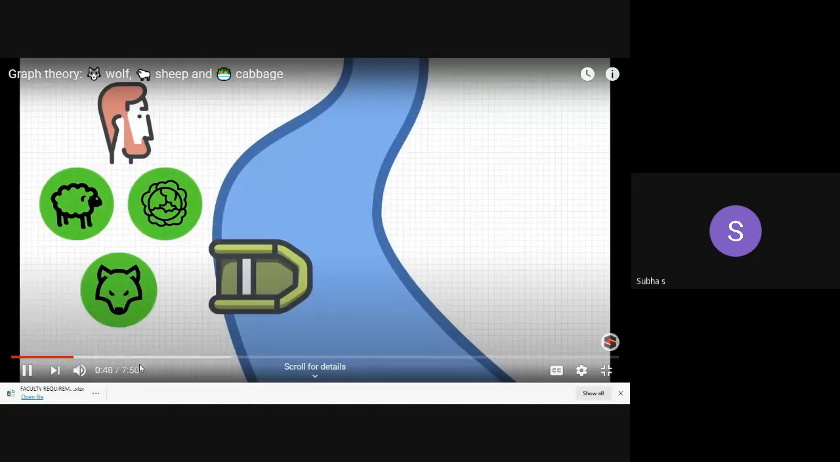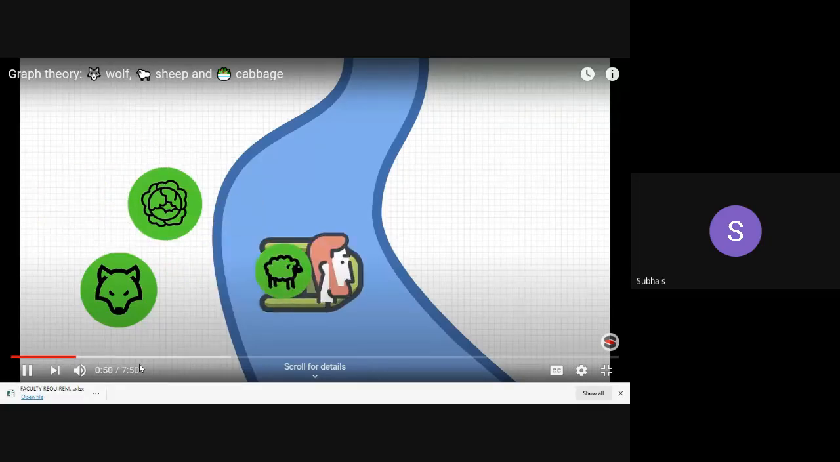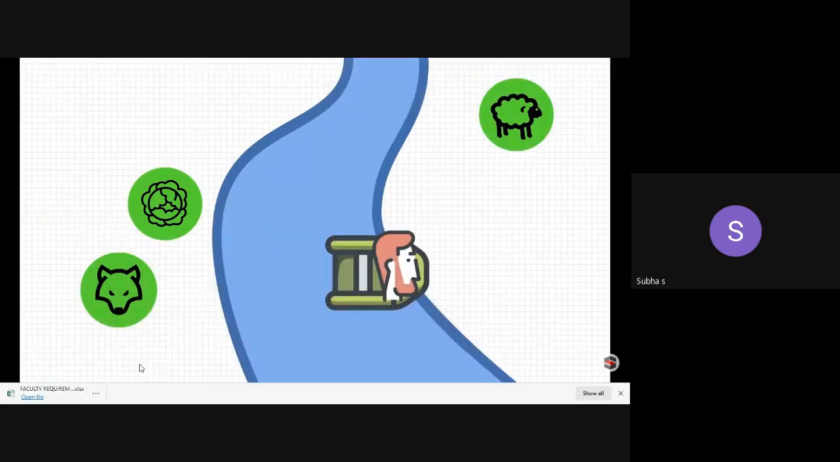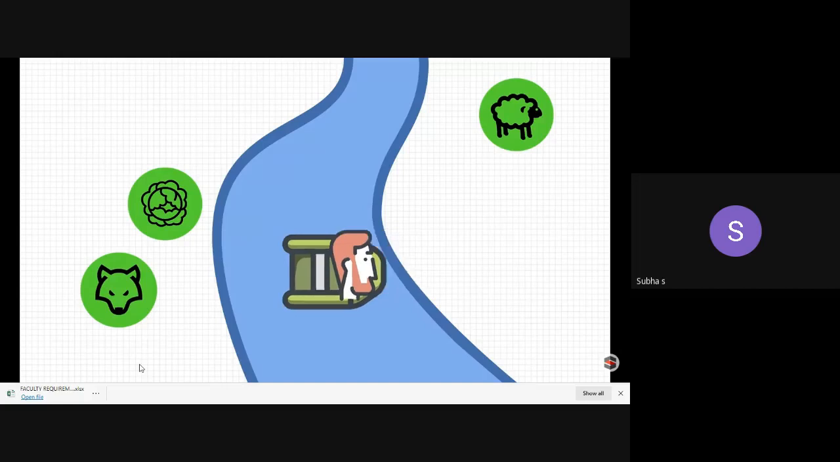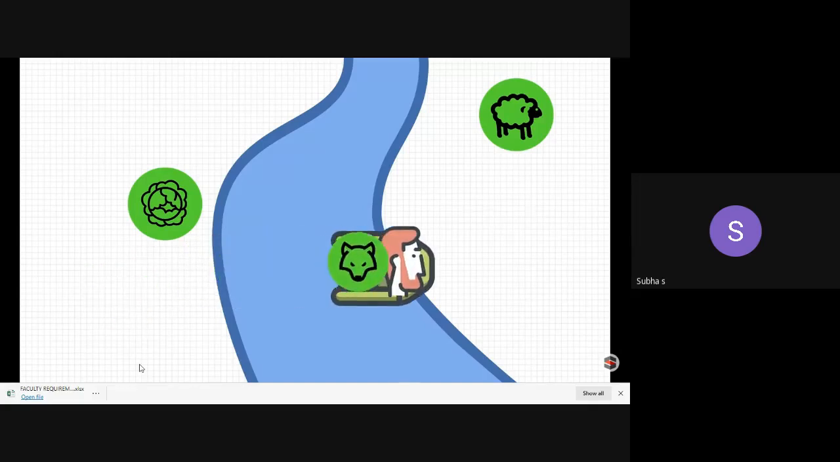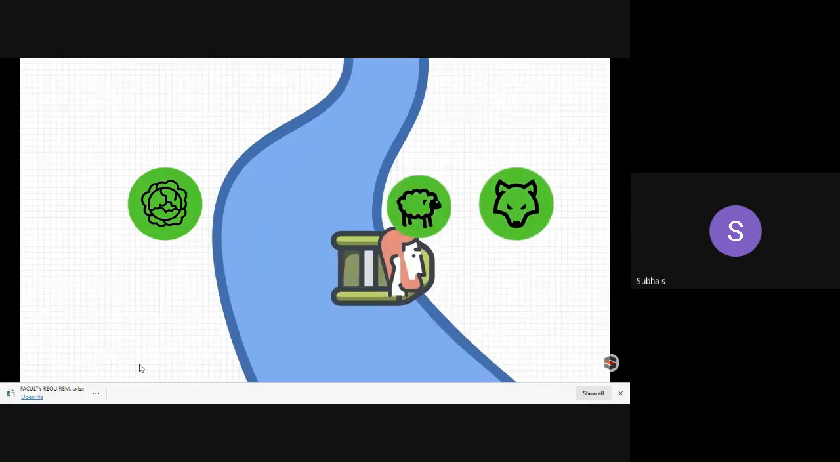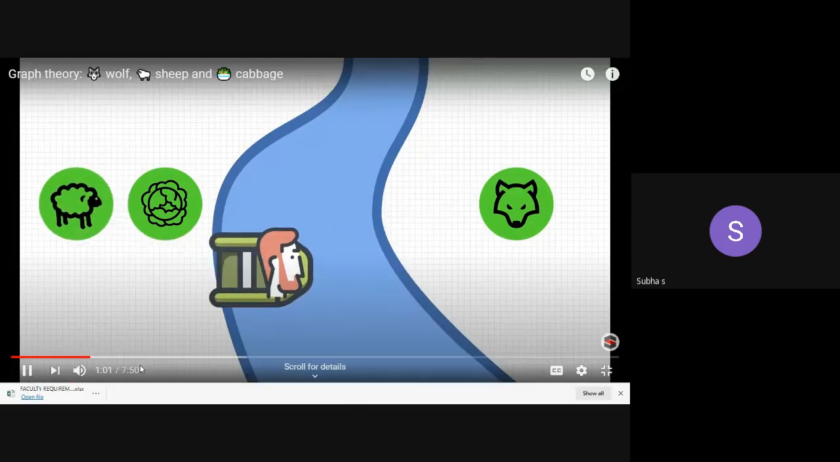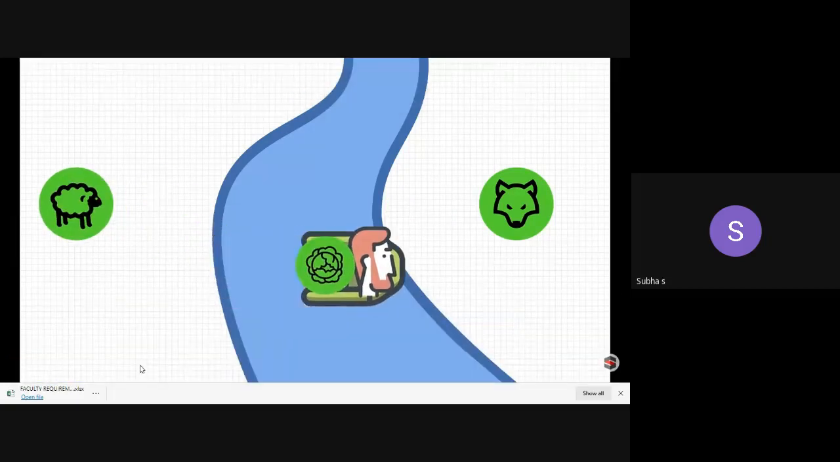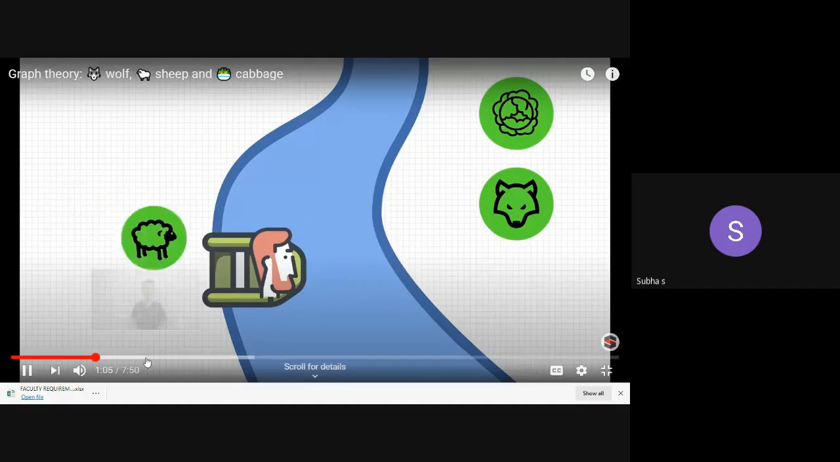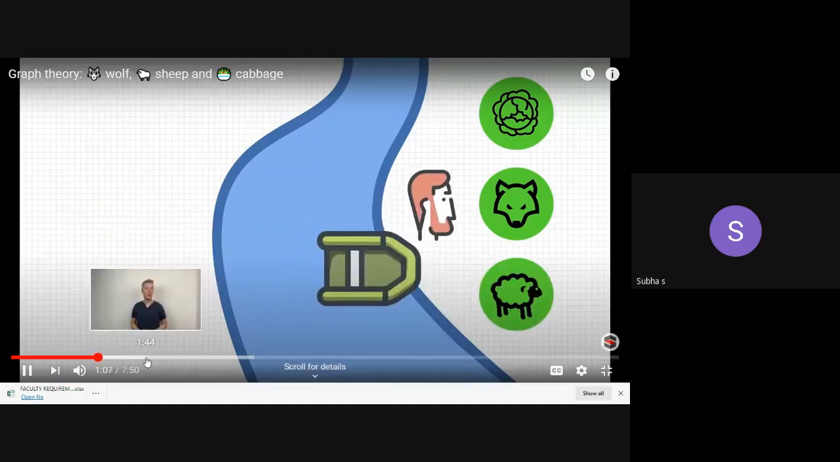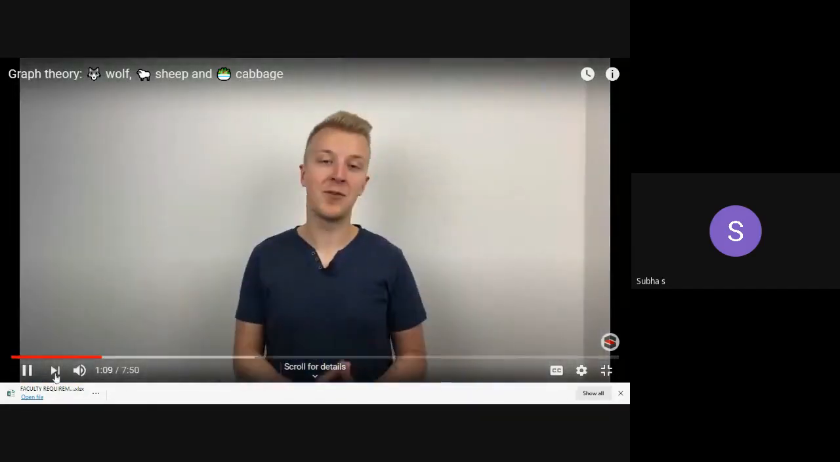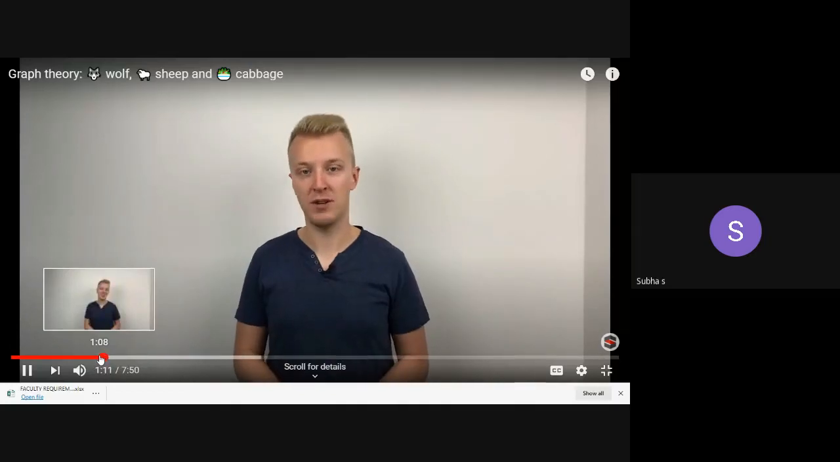It probably didn't take you too long to realize that you have to take the sheep across first, because the wolf won't eat the cabbage. Then you go back to fetch the wolf. But since you can't leave these two unattended, you take the sheep back across the river. Then you take the cabbage across because the wolf won't eat it. And finally, you go back to fetch the sheep. Ta-da! All of your purchases have now made it safely across the river.